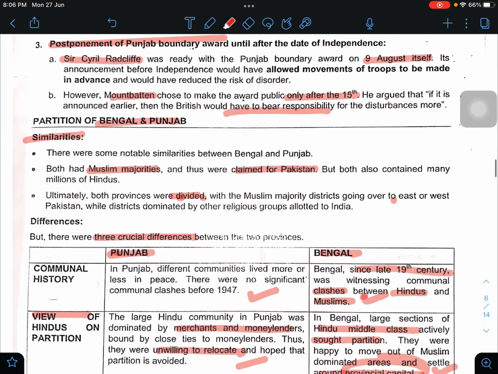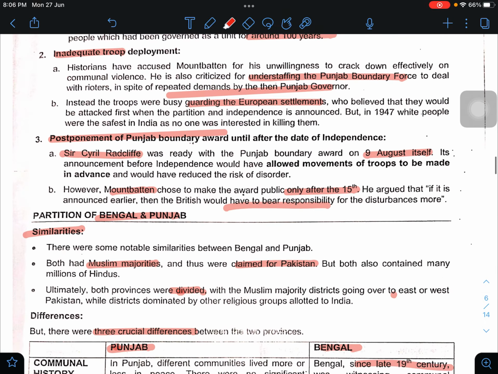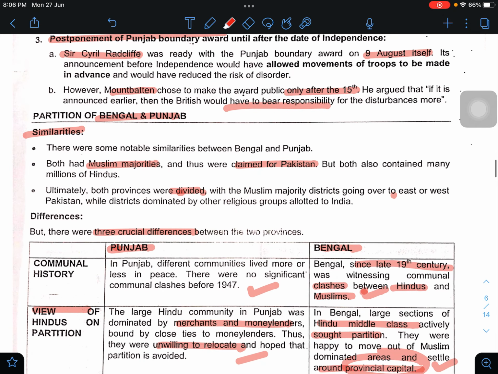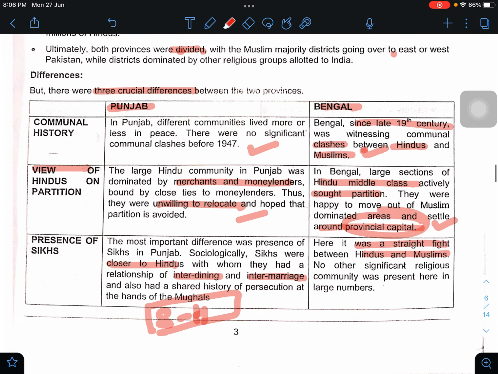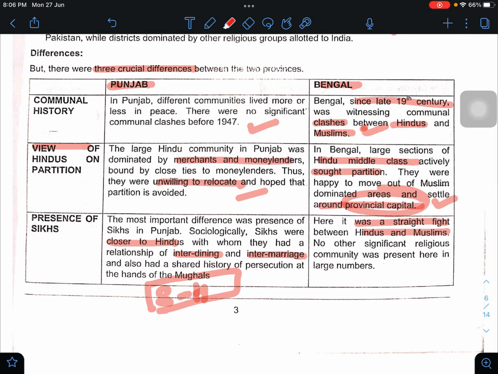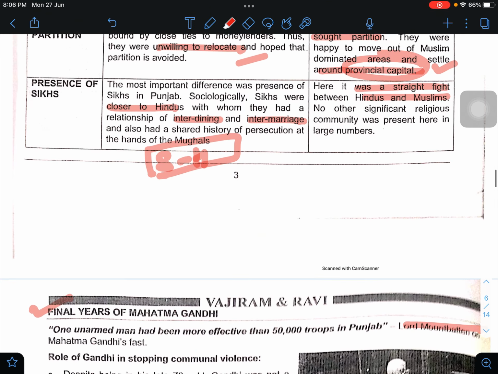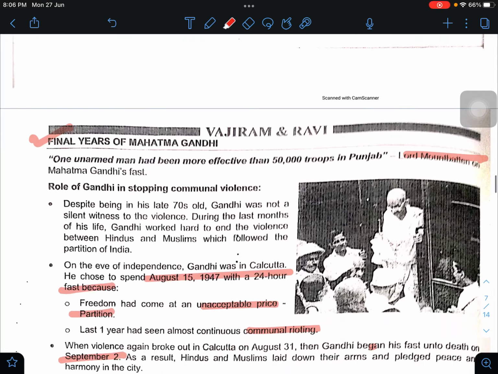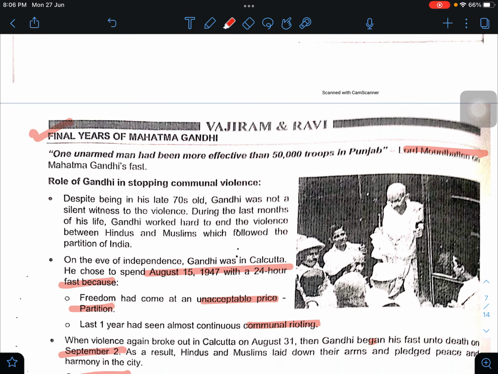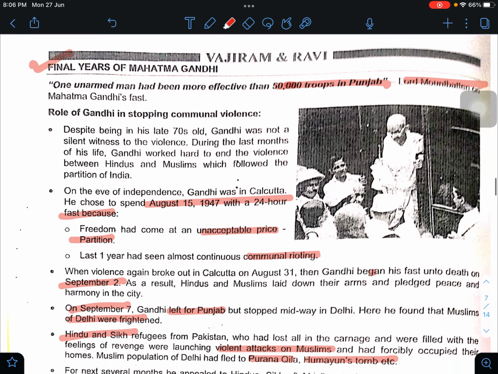So what did we study today? Partition of Bengal and Punjab, differences or similarities, communal harmony, views of Hindus on partition, presence of Sikhs in Bengal and Punjab, and the final years of Mahatma Gandhi. One unarmed man had been more effective than 50,000 troops in the Punjab. The role of Gandhi in stemming communal violence.